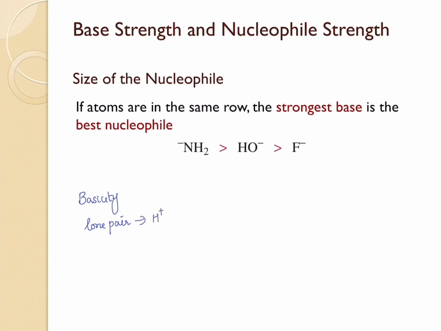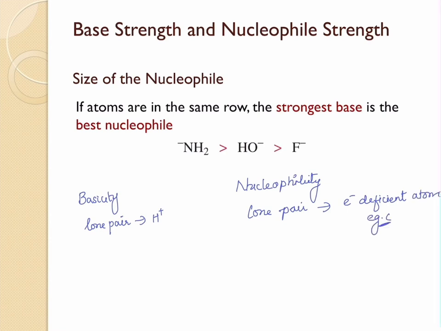H plus. Whereas nucleophilicity is a measure of how readily a nucleophile is able to go and attack an electron deficient atom such as carbon. So the lone pair is going to attack an electron deficient atom. That is the basic difference between basicity and nucleophilicity. While basicity is measured in terms of acid dissociation constant, nucleophilicity is determined or measured in terms of rate constant k.